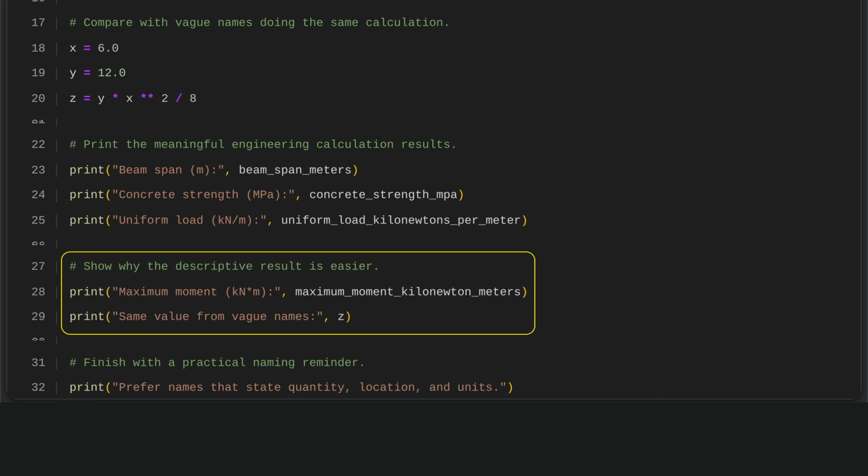The example prints a maximum moment in kilonewton meters using both descriptive and vague variable names. Comparing the two shows that clear names make engineering calculations easier to understand and maintain.